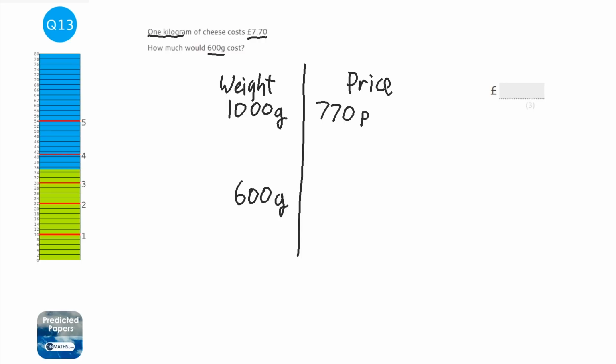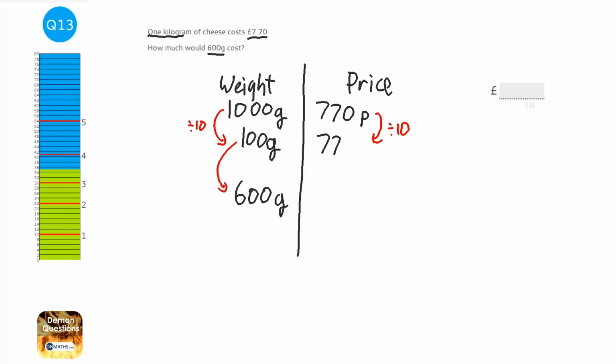And so first of all, if I've got a calculator, I can do this a lot easier. But without a calculator, let's try. Well, I can first of all divide this by 10 to get it so that it's 100. So that's 100 grams. And that would be 77. And then what I can do is I can times these by 6 to get 600.